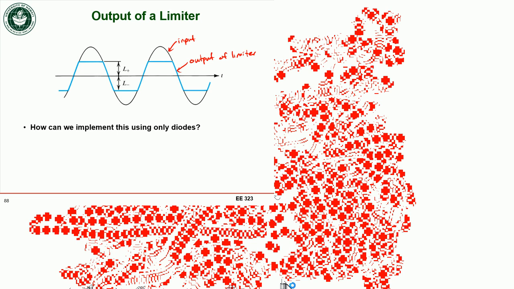Okay, and we can create one of these limiters using diodes. How are we going to do that? How can we make a limiter just using diodes? A forward bias diode and a reverse bias diode. Yes, that's exactly how you would do that.